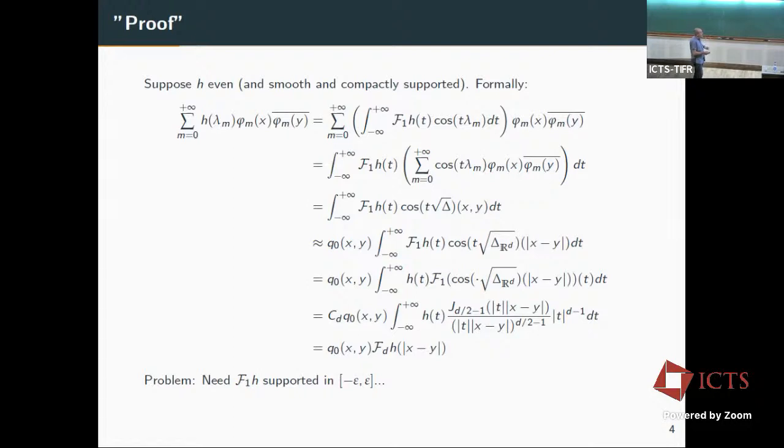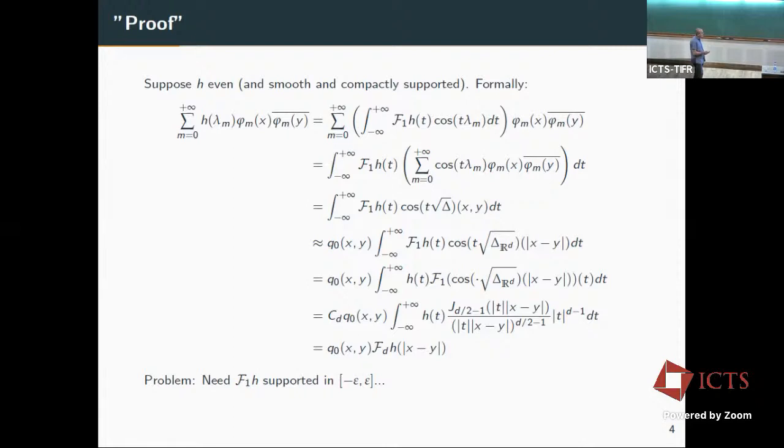This is the definition of the Fourier transform of a radial function in R^D. So here it was a one-dimensional Fourier transform, but this is basically the Hankel transform corresponding to the dimension D.